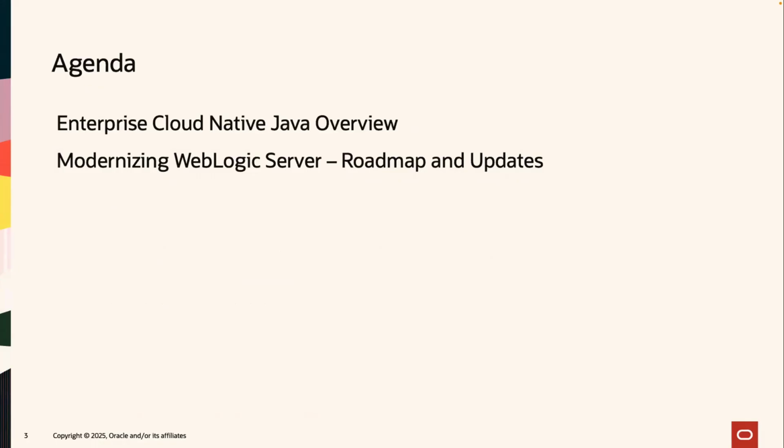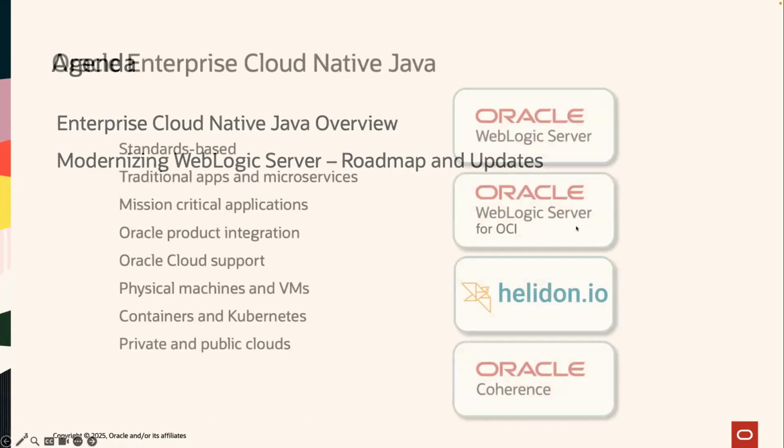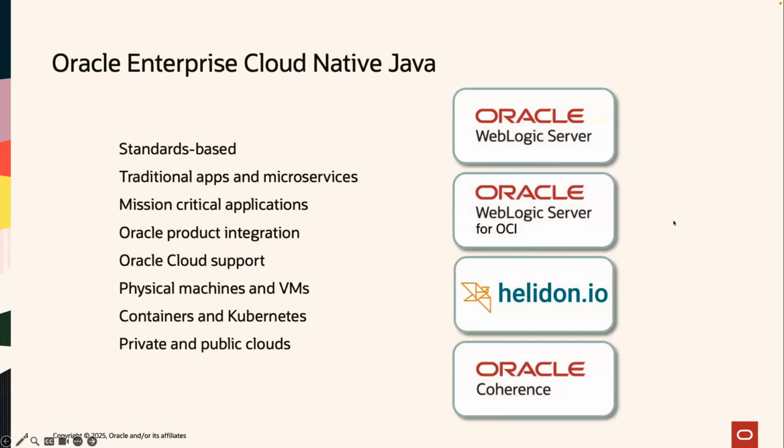What I'm going to do in my presentation this evening is we'll talk a little bit about what I mean by the term Enterprise Cloud Native Java and what the Enterprise Cloud Native Java product line consists of. And then I'll dive into the work we're doing to enable you to modernize your WebLogic applications, including recent releases and upcoming releases and the new capabilities we're delivering. So let's start by talking about Oracle Enterprise Cloud Native Java.